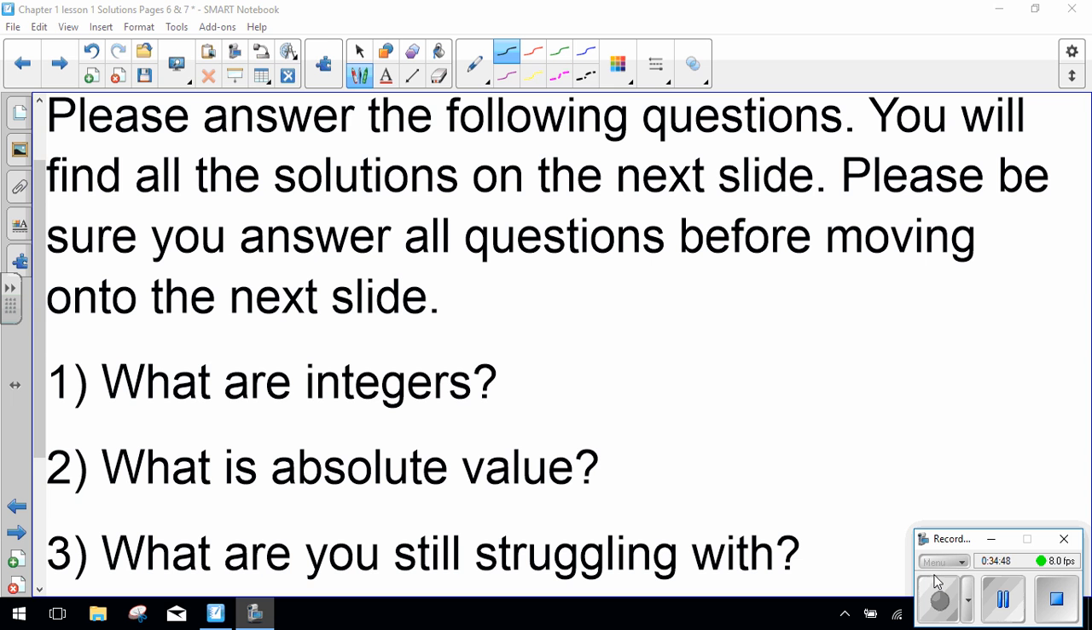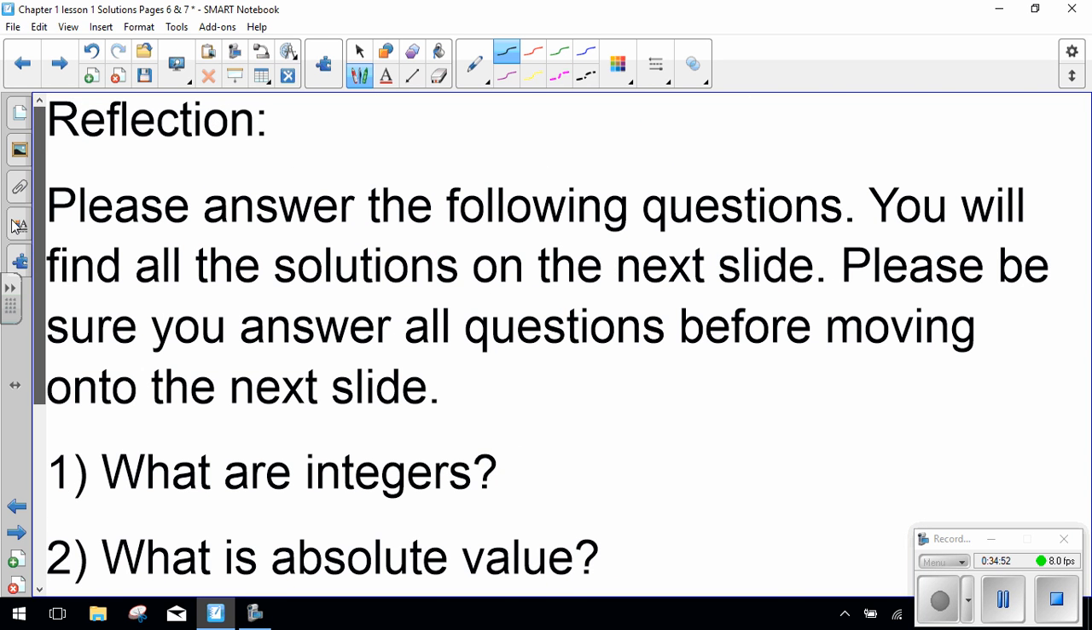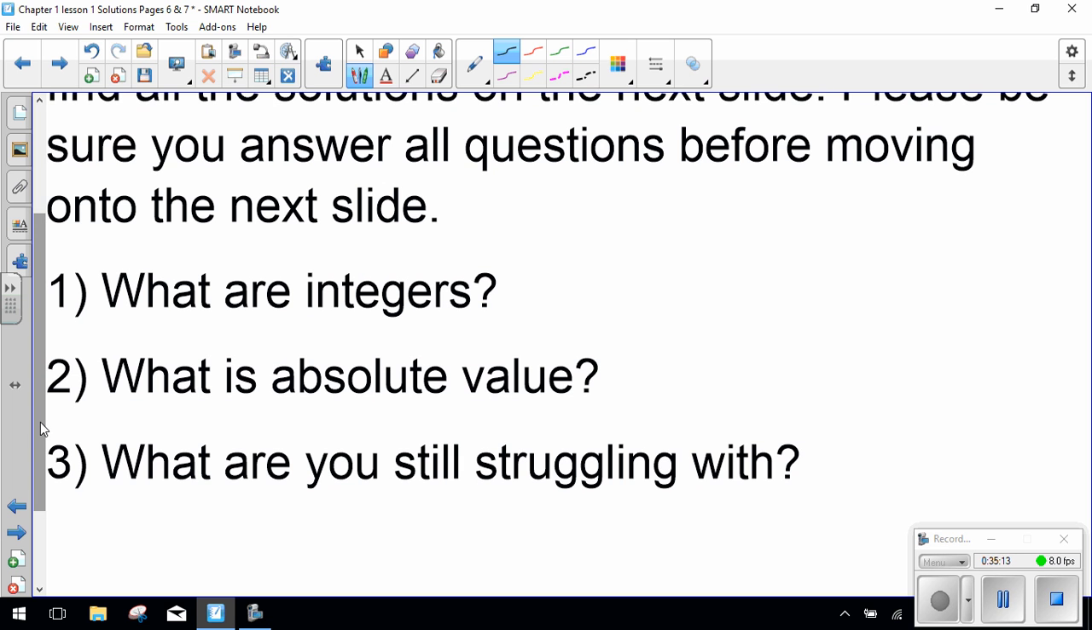For this last section, this is what I call my reflection section. It's really good to take this time out before you start trucking forward and working on other skills. Take a few minutes and answer the following questions. On the next page, you'll find the solutions. Make sure you answer all of these questions before you move on. So it would be a good time to pause once I'm done explaining and answer these three questions, and then you can hit the play button and go through the solutions. Question one, what are integers? Question two, what is absolute value? And question three, tell me what it is you're struggling with and what we need to refine a little more to help you become stronger in any of these skills. So please pause here, and when you're ready, move to the next page.